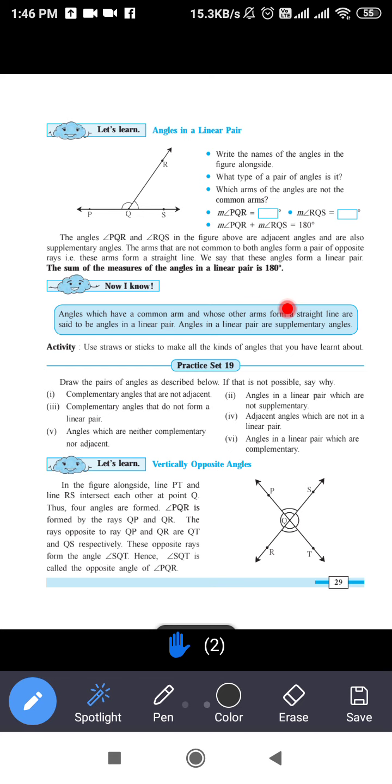Now we know that angles which have a common arm and whose other arms form a straight line are said to be angles in a linear pair. Angles in a linear pair are supplementary angles. Okay?